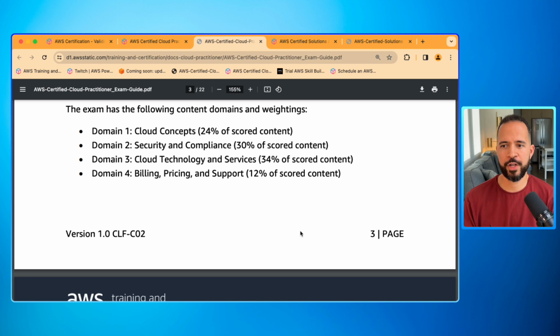And the final thing I wanted to cover here are the domains. So the domains are the overarching categories that you need to focus on, and under the domains are what are called tasks. So this certification has 4 domains. Domain 1 is cloud concepts, and 24% of the content on this exam is going to fall under the Domain 1 Cloud Concepts area. Domain 2 is security and compliance, covers 30% of the exam. So that's almost 1/3. So you really got to be sharp on that security and compliance area. Domain 3 is cloud technology and services, 34% of the content, roughly 1/3 of the exam. And Domain 4 is billing, pricing, and support, 12% of the exam.